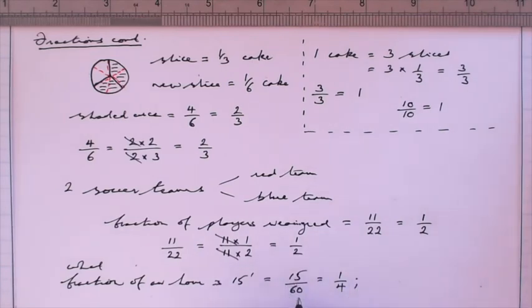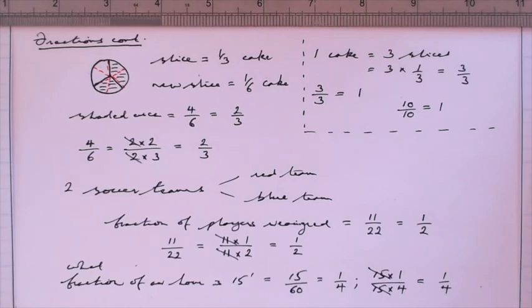Mathematically, how would we show that? Again, we would write common factors down. We can write 15 as 15 times 1. We can write 60 as 15 times 4. We see we have a common factor on the top and the bottom. We can strike these out and we are left with 1/4.